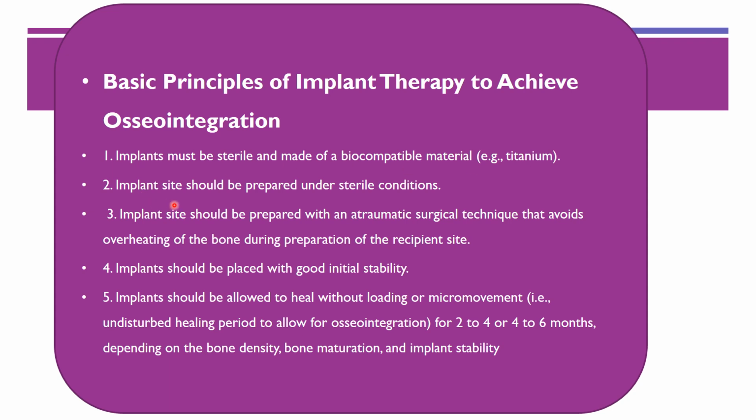The implant site should be prepared under sterile conditions. It should be prepared with an atraumatic surgical technique that avoids overheating of the bone during preparation of the recipient site. So use an atraumatic surgical technique, and also avoid overheating. There is a pumping action: when you drill the area, you have to move up and down, and it should also be irrigated with cool saline. Implants should be placed with good initial stability. So the initial stability is very important. Primary stability should be achieved at the time of placement.